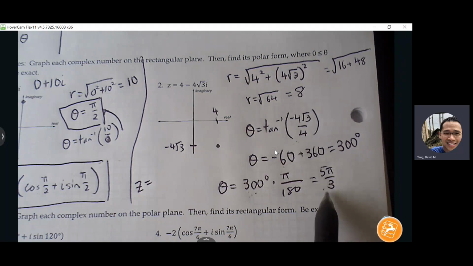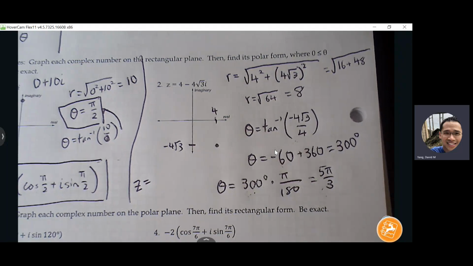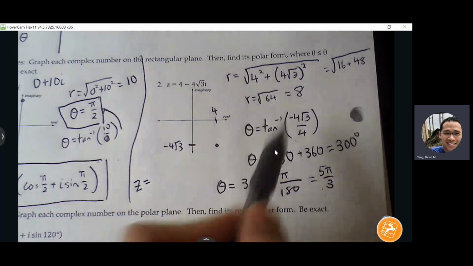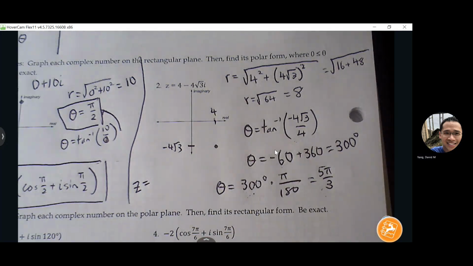I want exact. Yeah, so I think the best way to get to exact is to go through that additional step. Then you can recognize that decimal. It's harder to recognize that decimal than to go from degrees to radians.